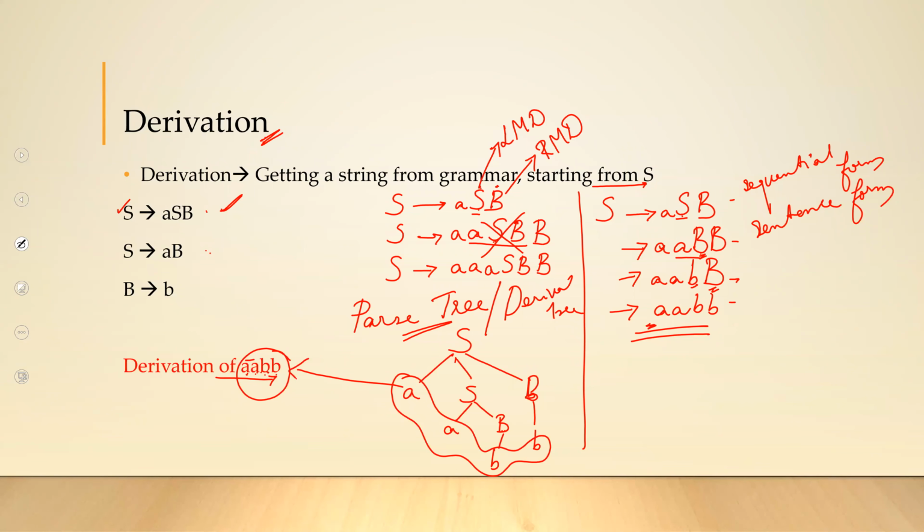That is why I told you in the beginning, your terminals are the leaves of the tree. So this is how you do a parse tree or the derivation tree, and this is even called the yield of a parse tree or derivation tree.